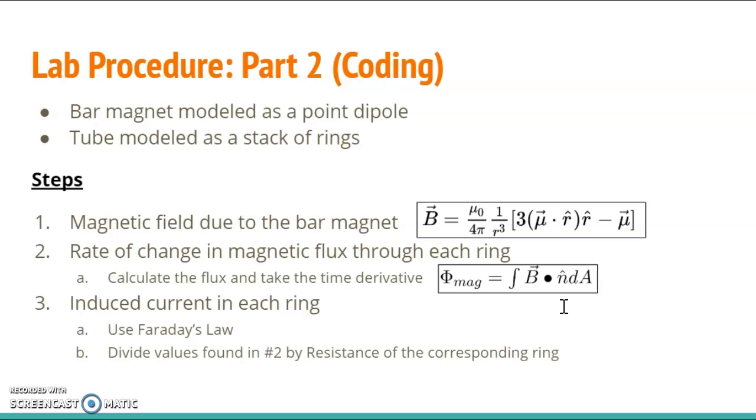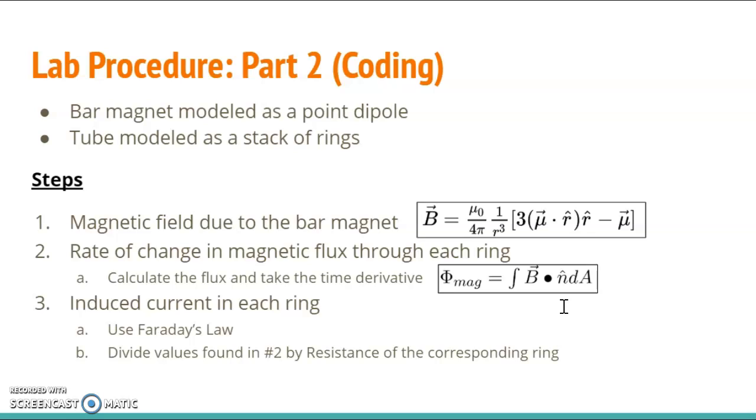For part 2 of the lab procedure, this was the coding part, and so the bar magnet was modeled as a point dipole, and the tube was modeled as a stack of rings. First, we calculated the magnetic field due to the bar magnet. Then we calculated the rate of change in the magnetic flux through each ring. This was done by calculating the flux and taking the derivative with respect to time.